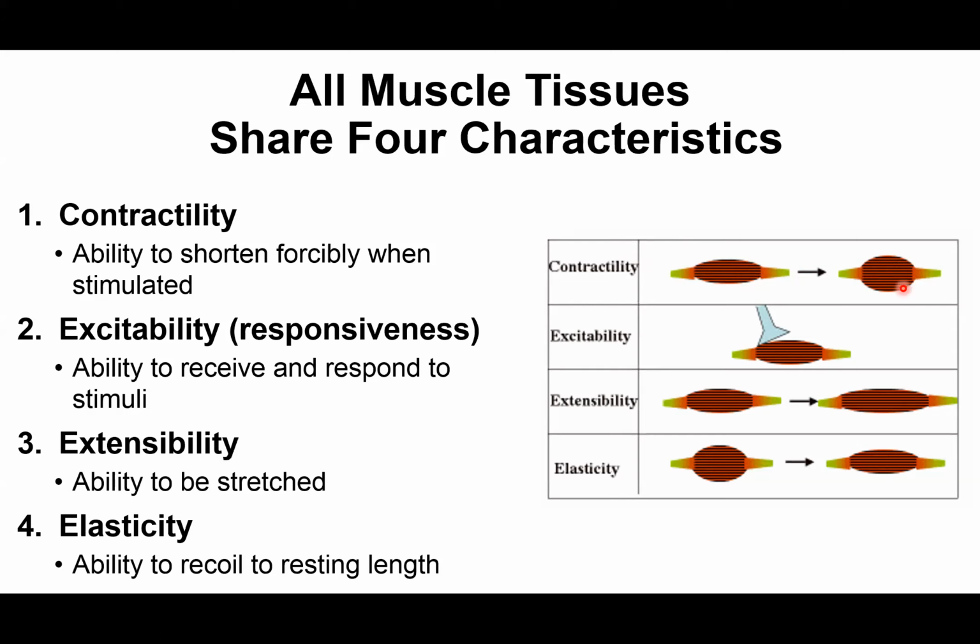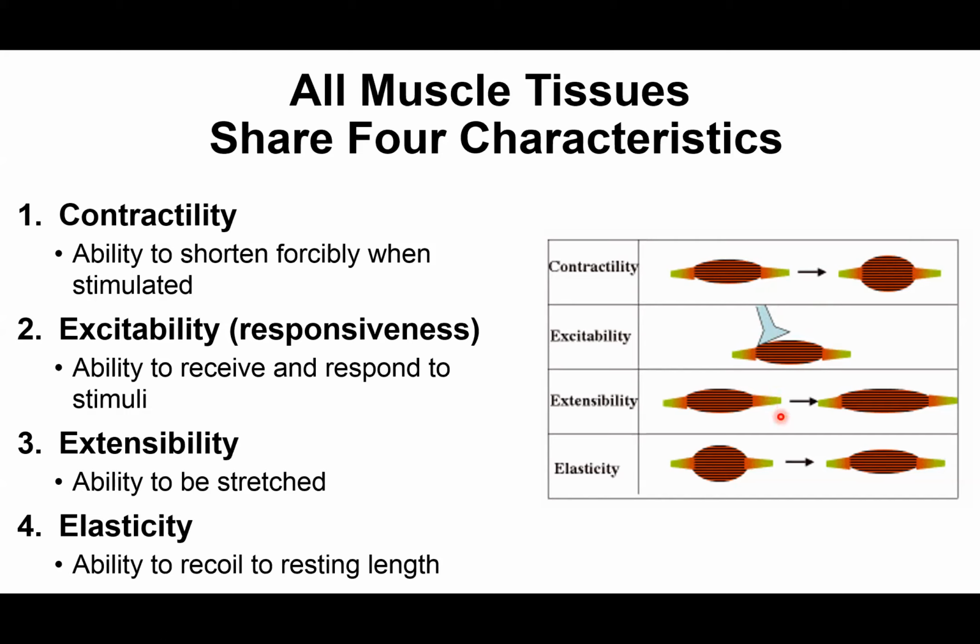Additionally, all muscle types are excitable or responsive, so they receive input from the nervous system, which basically gives them directions on what to do, right? So the nervous system in general is the main operator, and everything else just does what the nervous system tells it to do. And muscle is really no different. It responds to the nervous system, to stimuli.